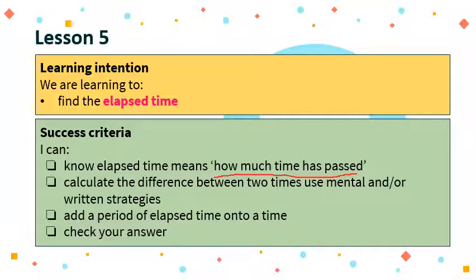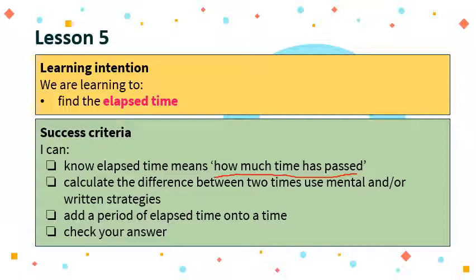So let's say how much time has passed between 9 a.m. and 11:30 a.m. To do that, you'll need to calculate the difference between these two times, and you can use either a mental or a written strategy. So you can either do it in your head, or you can write it down on a piece of paper and keep track of it that way. Either is perfectly fine, whatever works best for you.